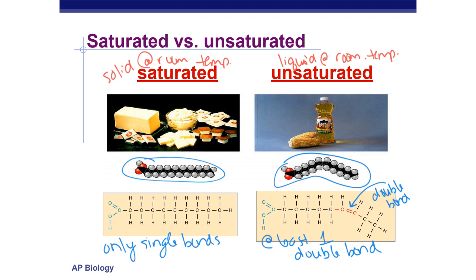When there's a double bond in there and I get this bend, they can't pack. See how these could pack nicely together and be solid at room temperature? When they have that bend in them, they can't pack as tightly together because that bend pushes them apart some, so they stay liquid at room temperature.